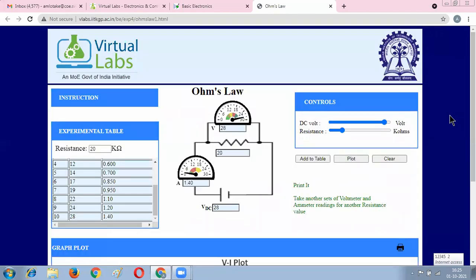Anyone have doubt regarding this Ohm's law? No, ma'am. Okay. Whether you are clear with the experiment, whether you can perform it virtually by sitting at home? Yes or no? Yes, ma'am. Okay.